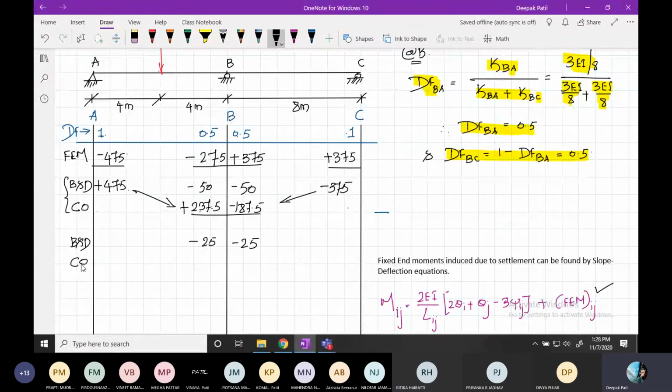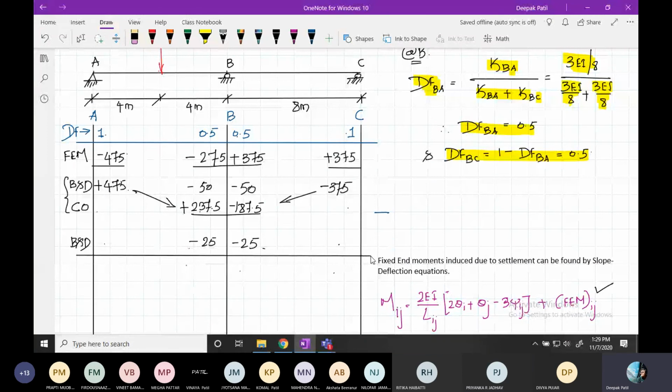Next step. Second step in the second cycle is carryover. Will you carry over from B to A? No, sir. From B to C? No, sir. Is there anything to carry over from A to B? No, sir. From C to B? No, sir. Can you move forward? No, you can't move forward. So stop here.